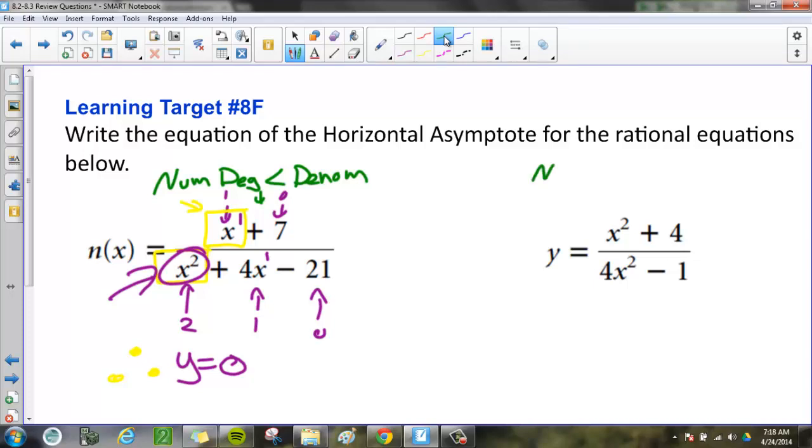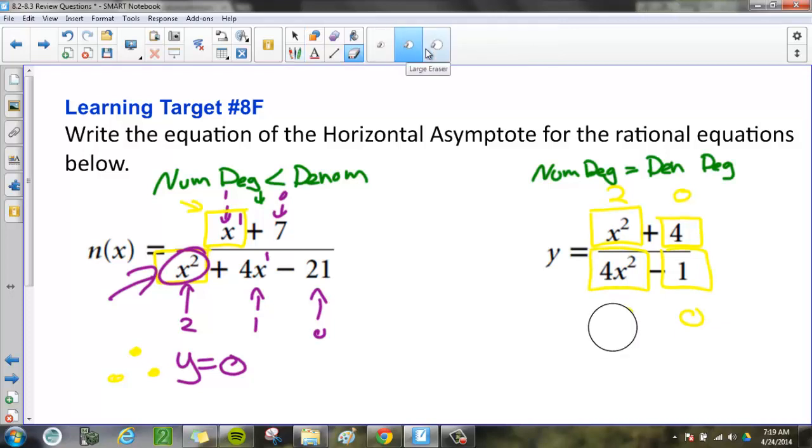Now, the other scenario is this one right over here. I'm only showing you two. There's actually a third one, but we're not worried about the third one. The numerator degree is equal to the denominator degree. So let's find the degrees of these things. This right here has a degree of 0. This right here has a degree of 2. This right here has a degree of 0. This right here has a degree of 2. Now that's established, we know that the degree of the numerator is the same as the degree of the denominator, because this highest degree is 2 and that highest degree is 2.